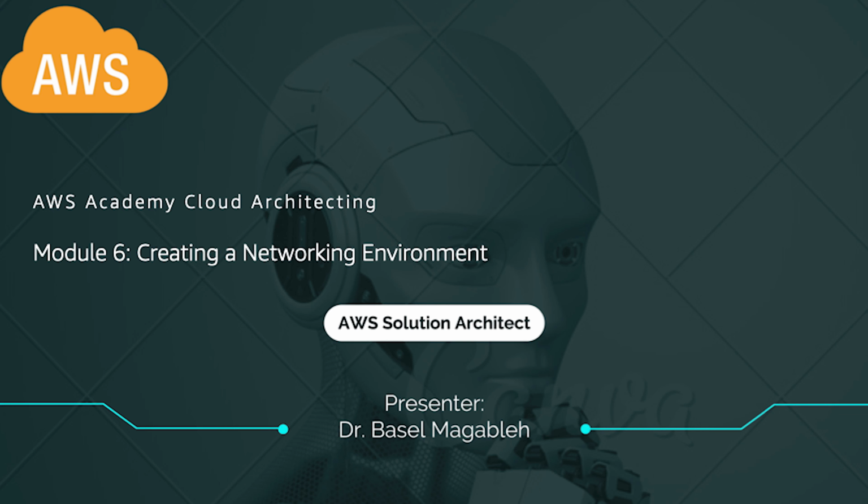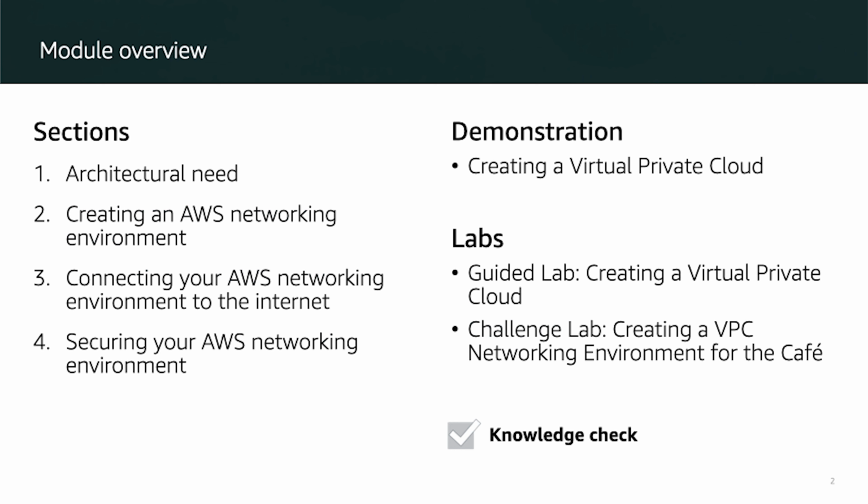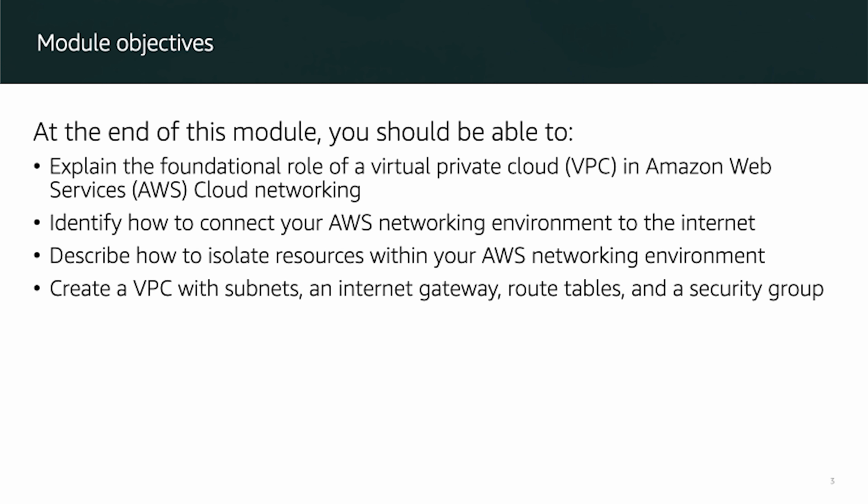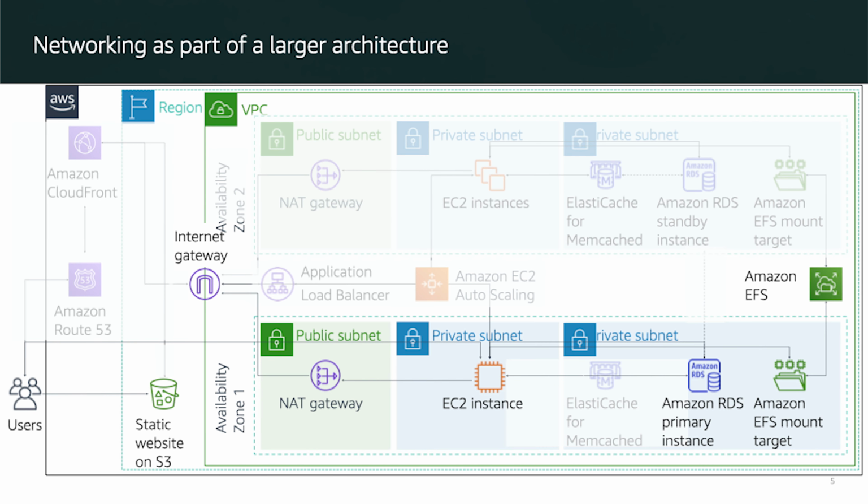Welcome back. In this lesson, we are going to look at creating a networking environment, and we will understand the architecture needs of the Café, and we will see how we can connect multiple AWS networking environments to the internet and how we can secure our AWS network. We will learn how to design a network in AWS and build a VPC with subnets, and you will also learn how to connect instances in your public and private subnet to the internet.